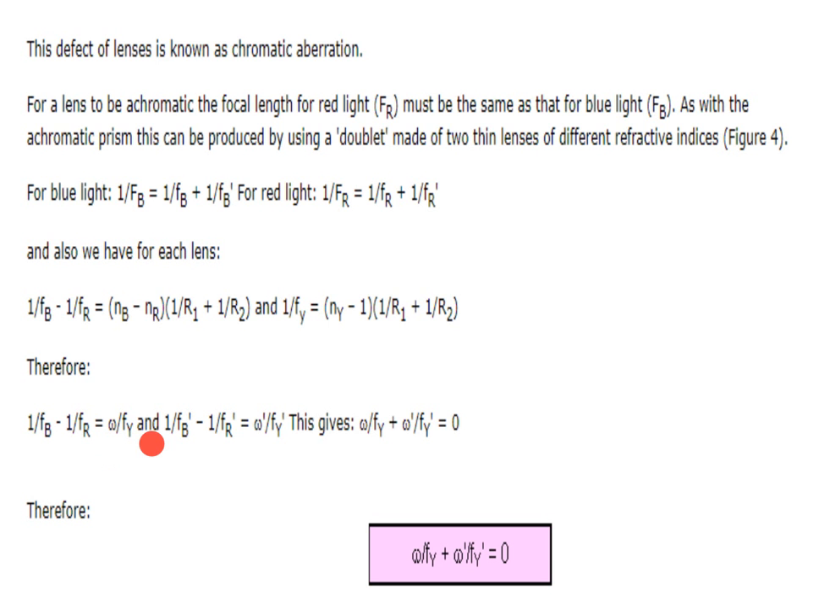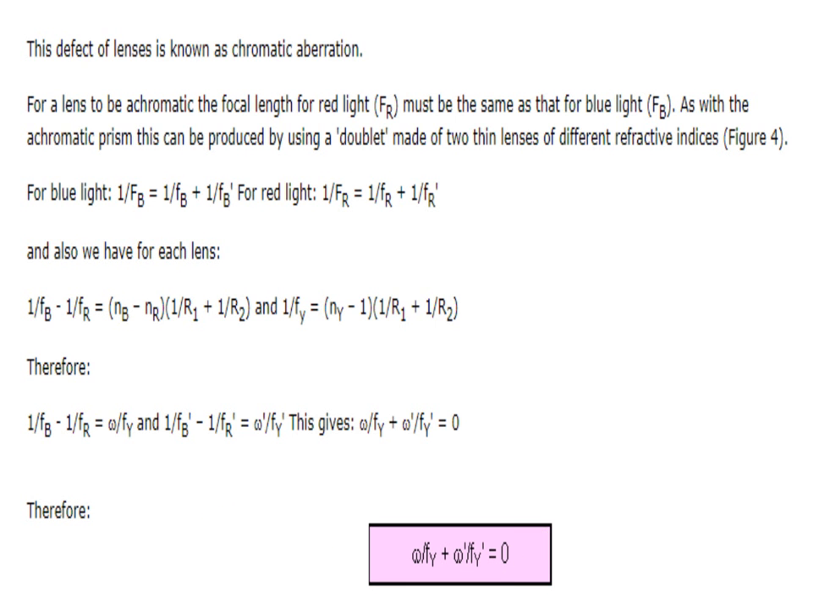And also 1 upon Fb dash minus 1 upon Fr dash is equal to omega dash upon Fy dash. Therefore, this gives us the equation omega upon Fy plus omega dash upon Fy dash is equal to 0.